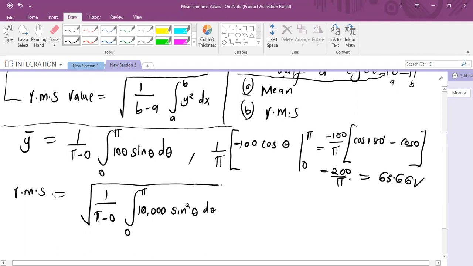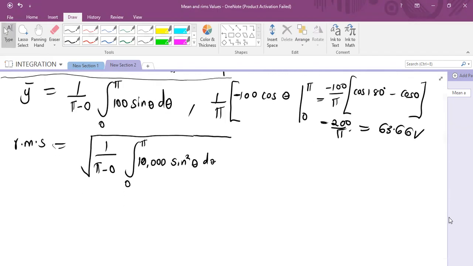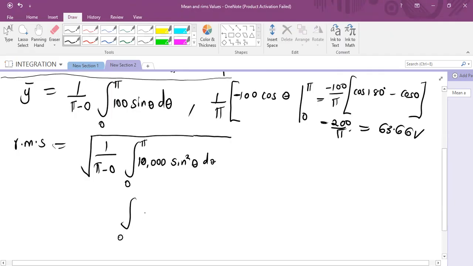So evaluating this will give us the RMS value. So we just evaluate the integral and then get the square root. So I want to first of all start with this. I can have the 10,000 outside so that I just find the integral from 0 to pi of sine squared theta d theta.